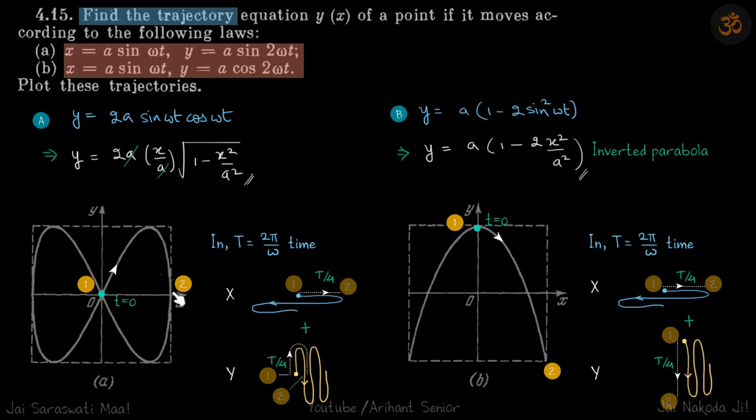So this is the x direction and this is y direction, same here. And where will it start? You can see in the first case at t equal to 0, both x and y are 0, so it's going to start at the center. So let's start from the center. In T by 4 time, where T is 2 pi by omega, in x direction the particle will move from here to here. And as discussed, in y direction the frequency is double, so it will go up and come back in the same time T by 4.